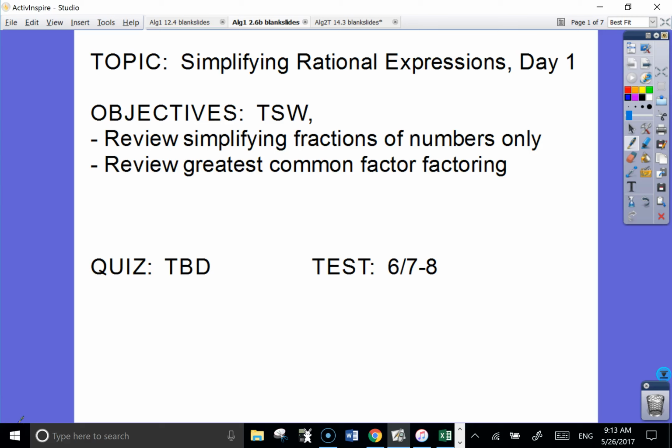But what we do to simplify them goes back to how you simplified fractions that didn't have variables. So we're going to do a little bit of review on that today, and a little bit of review of greatest common factor factoring, and then that's all we're doing today. Okay, so here we go.